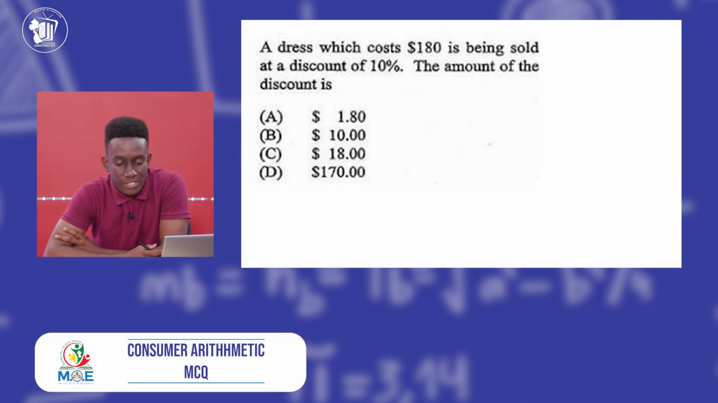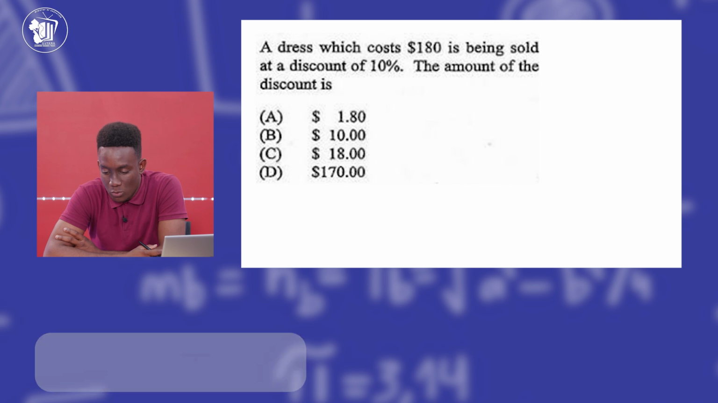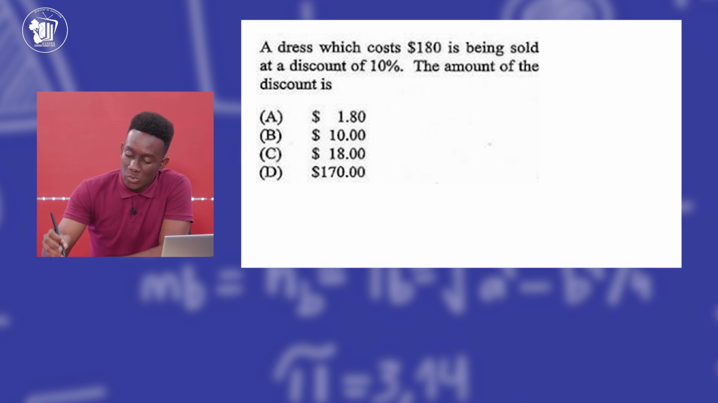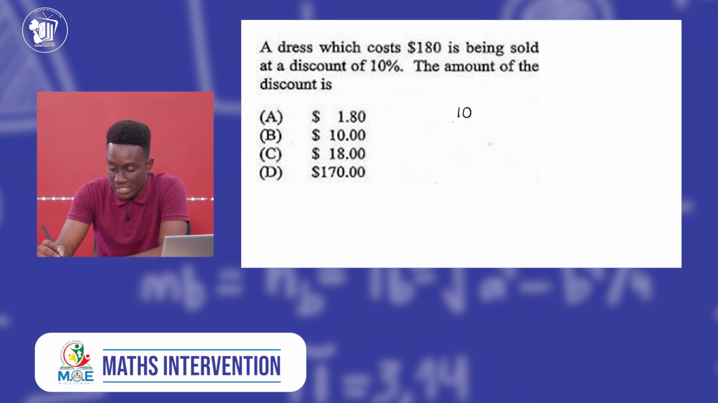Next question says, a dress which costs $180 is being sold at a discount of 10%. The amount of the discount is... So in this case, we want to find the amount of the discount and not the cost of the dress after the discount. So we just have to find the amount. So this would be 10%, which is 10 over 100, multiplied by 180.